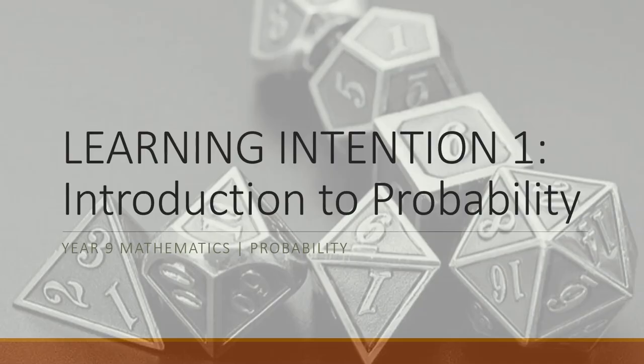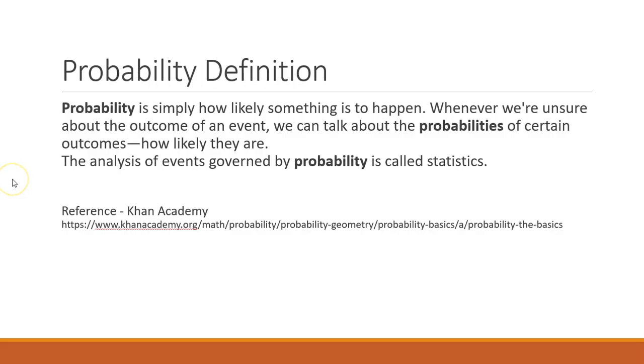So, as I mentioned, jumping into probability, we're going to try and get some tools that will help us analyze these sort of questions that we just saw. Before we go into that, let's look at the definition of probability. In accordance to Khan Academy, probability is simply how likely something is to happen. Whenever we're unsure about the outcome of an event, we can talk about probabilities of certain outcomes, how likely they are. The analysis of events governed by probability is called statistics.